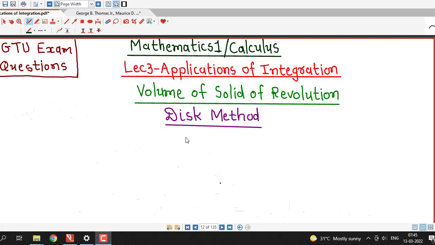In previous two lectures, we have discussed how to obtain areas using definite integrals. From this lecture onwards, we will see how we can use definite integrals to obtain volume of solids of revolution. We will discuss the meaning of solid of revolution also. There are different methods for calculating volume of solid of revolution. We will discuss them one by one. In this lecture, we will focus on disk method for calculating the volume of solid of revolution.